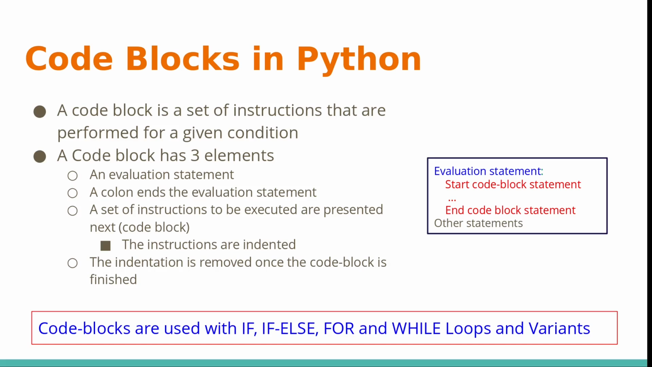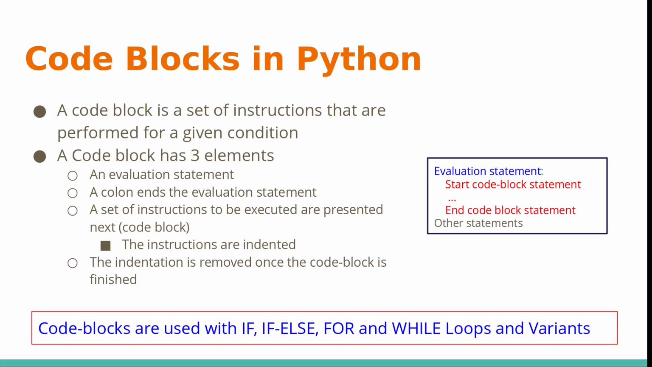Many languages use curly brackets or some other way to group your code. What's unique about Python is that Python uses indentation to group code that is to be executed as part of that evaluation statement. This is called a code block. You will come to see code blocks with every procedural-oriented programming command, such as if-else, for, while, and all the other variants that are available in Python.